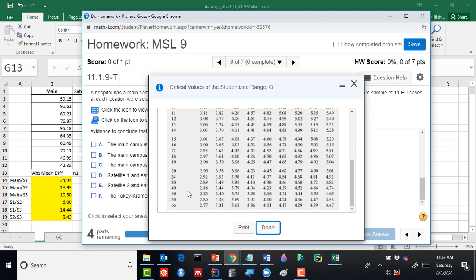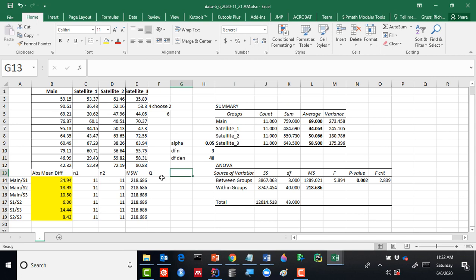so we find the row for 40 and the column for 3. So this is our critical value for Q, 3.44. Okay, so now I'll come back here, and it's the same for all of them because every single one of these values up here apply to all of these pairs.